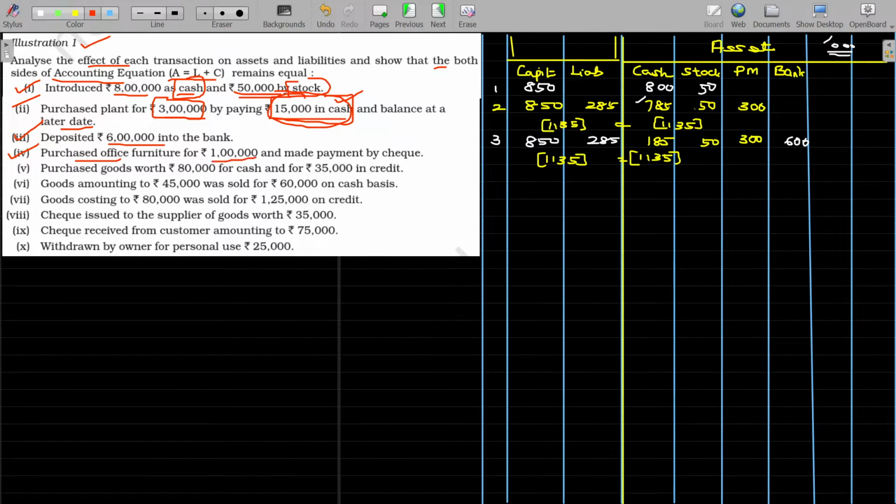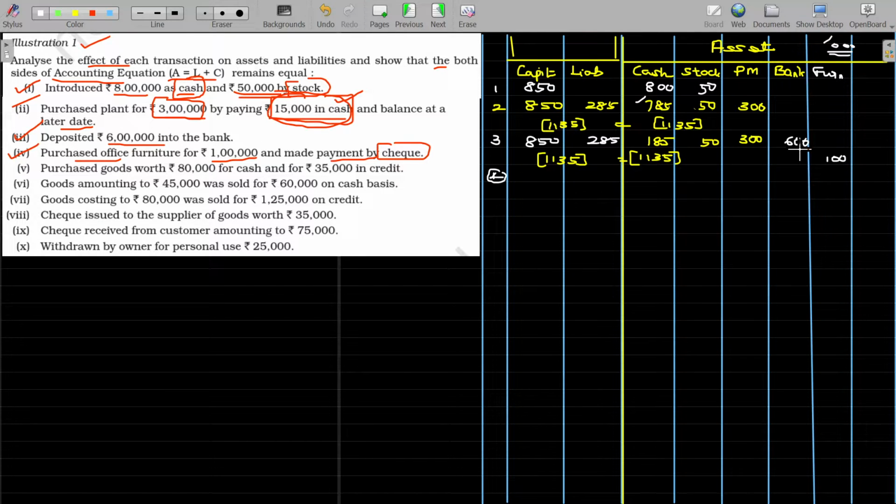Purchased office furniture for rupees 1 lakh and made payment by check. So we now get one extra furniture here, a new asset comes in. Further, the payment is made by check, rupees 1 lakh, so the bank balance will decrease. In the fourth transaction, furniture increases by 100.